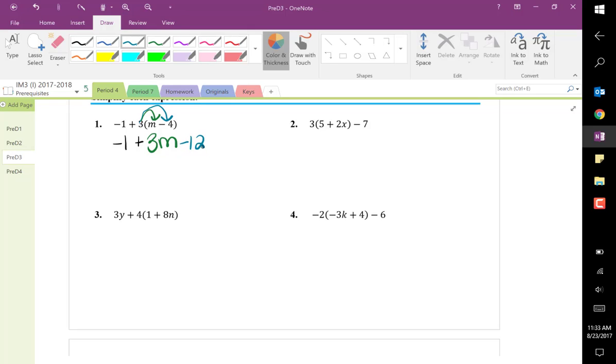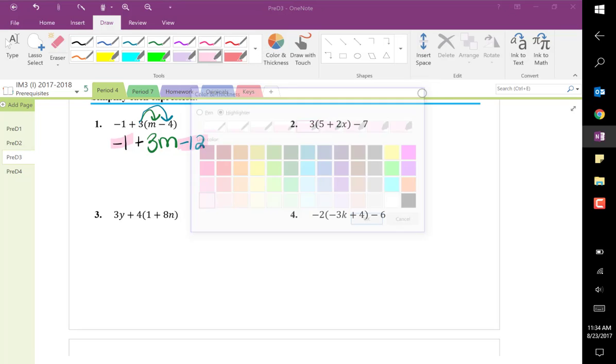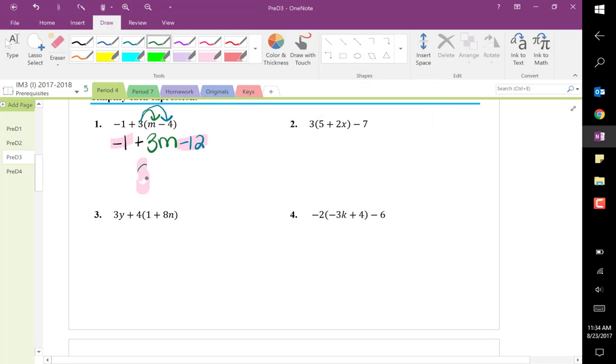Okay, well, I have one more step here because it's not simplified. You always have to ask yourself, can I make it simple? Go ahead. So would you add the negative 1 and the negative 12? That's exactly what I would do. So would you get 3m negative 13? Yep, 3m, either minus 13 or 3m plus negative 13. Either one works, but I just like to keep the negatives. So I'm just going to do 3m minus 13 when you're done.